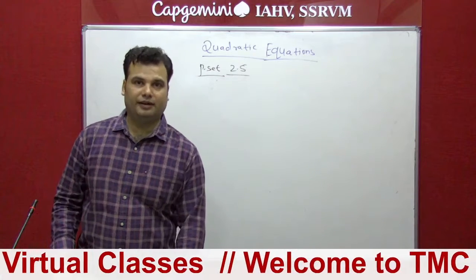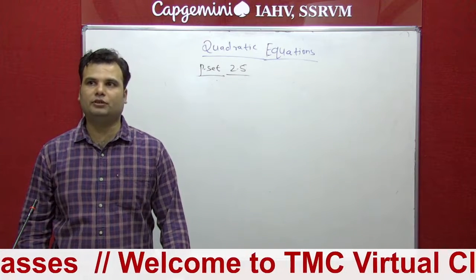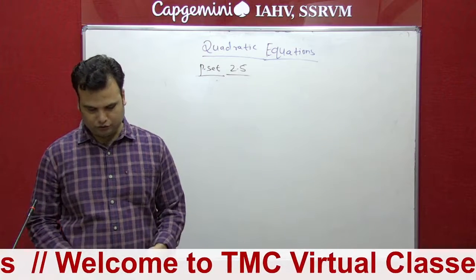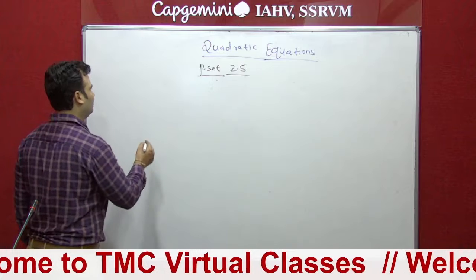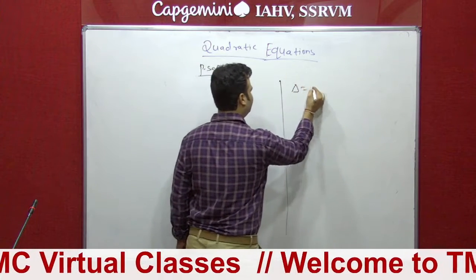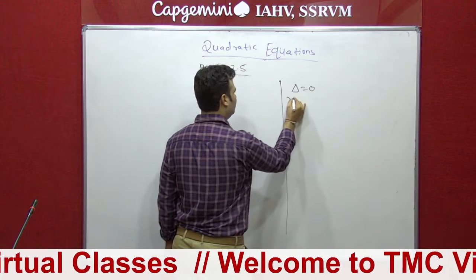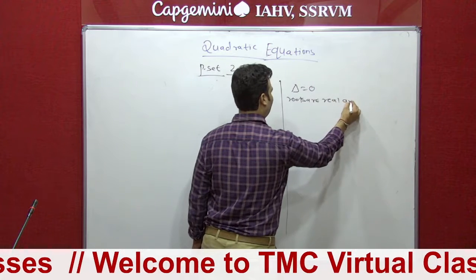So the third sum is given: determine the nature of the roots of the following quadratic equations. So we have to decide the nature of the roots. Let's start with the first sum. So 3 things you have to remember. If del is 0, we can write roots are real and equal.